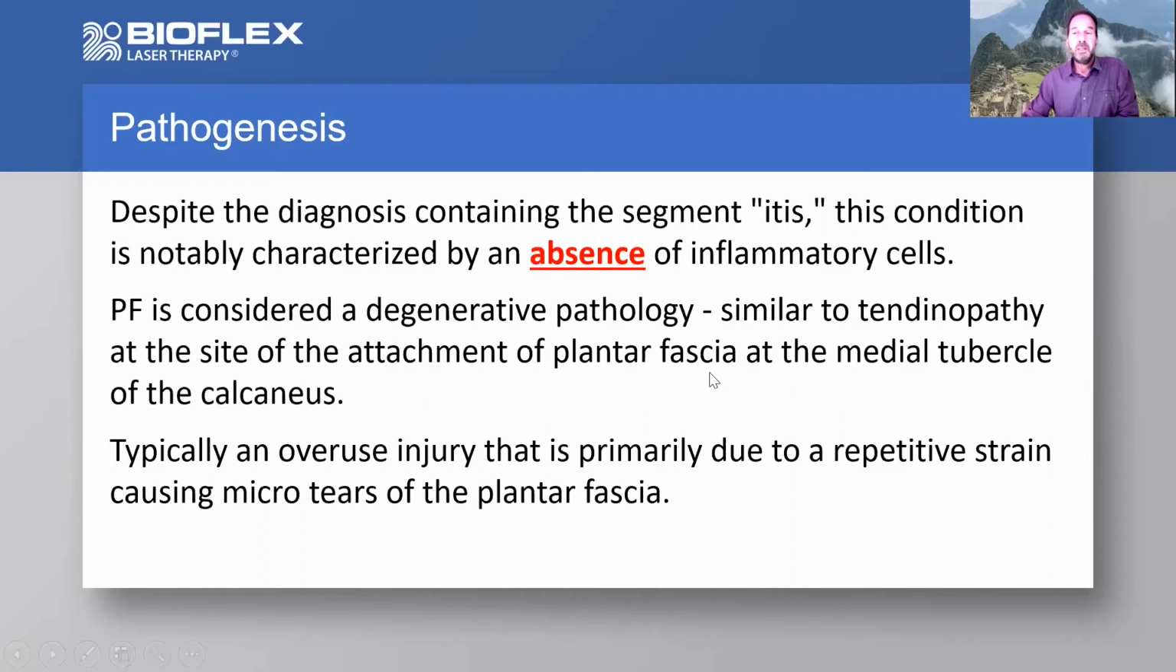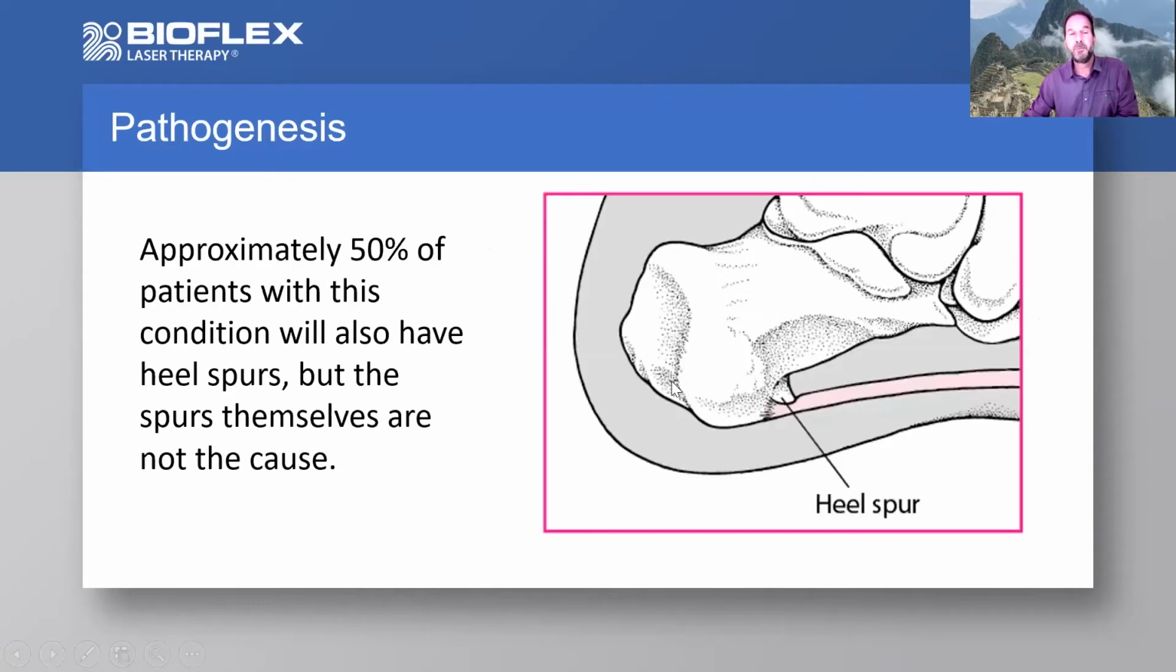So it's usually described as an overuse injury, a repetitive strain injury that results from micro tearing in this plantar fascia. As I mentioned about heel spurs, about 50% of patients will also present with heel spurs if you have an X-ray. So be aware of that.